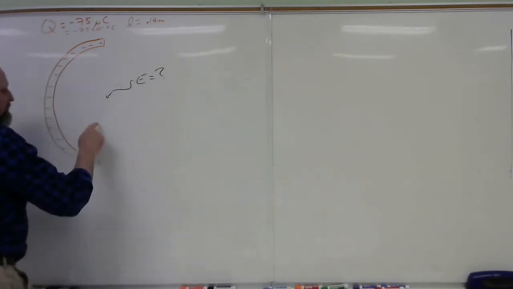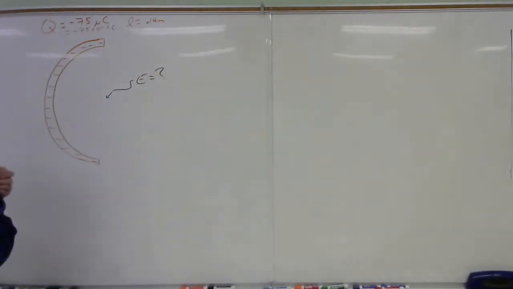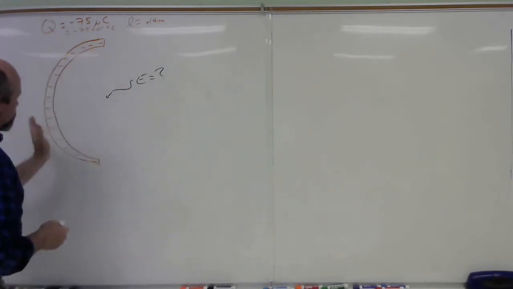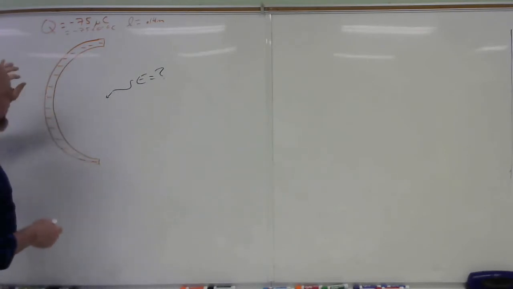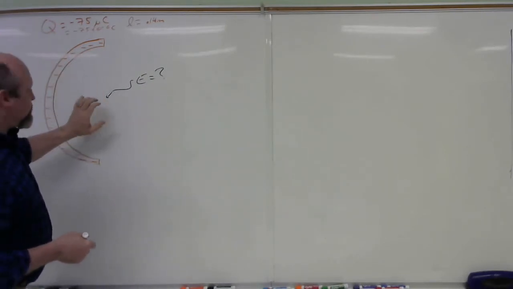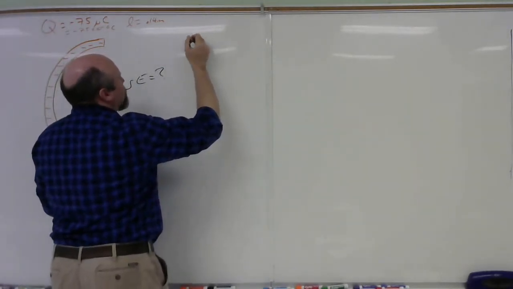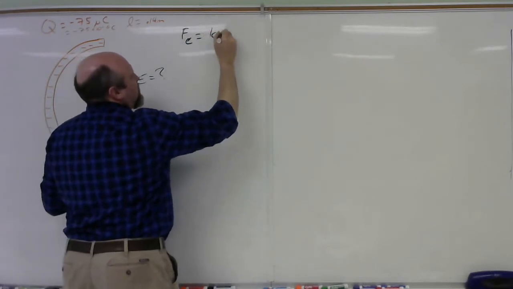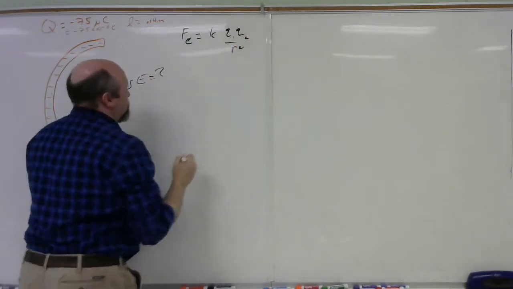But anyway, here we go. We're trying to find the E field there. What we're going to do is use a modified form of Coulomb's law. We're going to take this charge and split it up into a bunch of little bits of charge and then add up the E fields from all the little bits. So that setup looks like this. Again, we know that Coulomb's law is that the electric force is K Q1 Q2 over R squared.